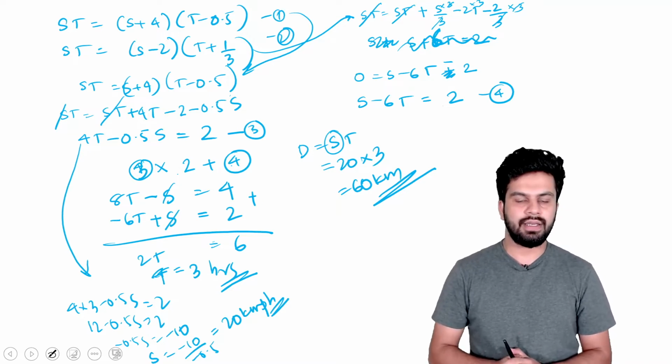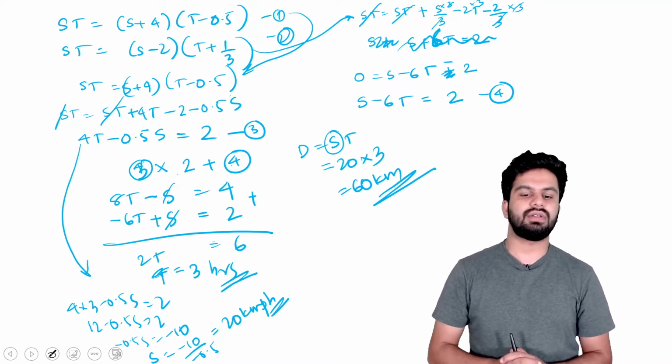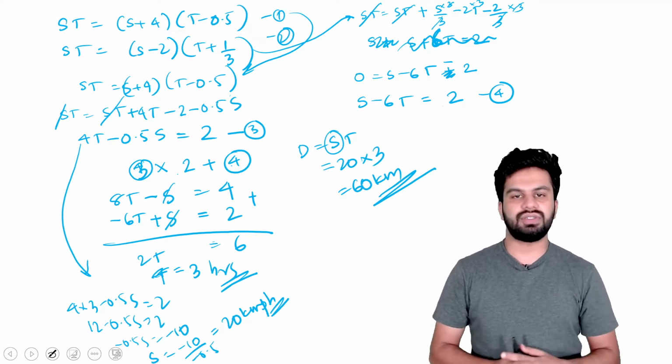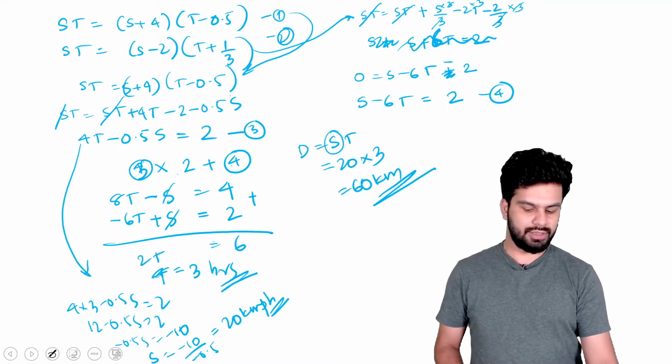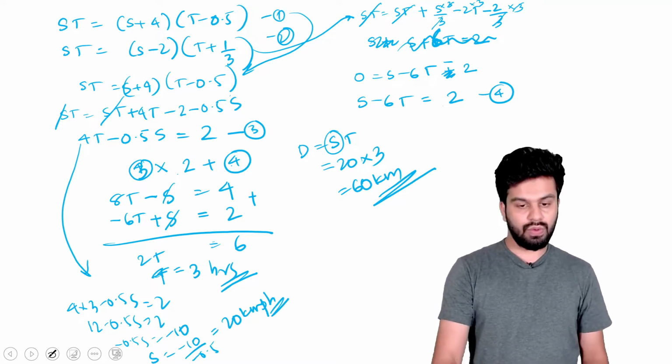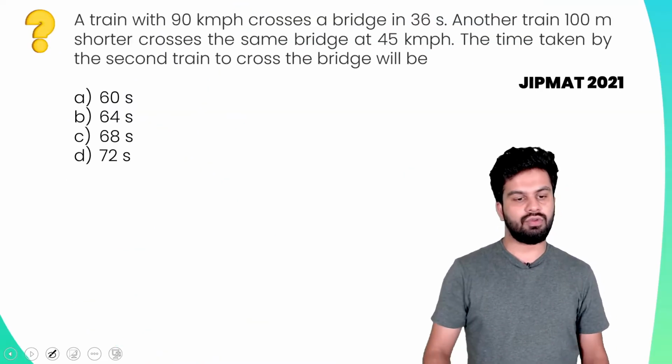Then from there we substituted the s t formula into distance, and we found out the total distance covered, which is equal to 60 kilometers. Okay, so now I think we'll move on to the next problem.